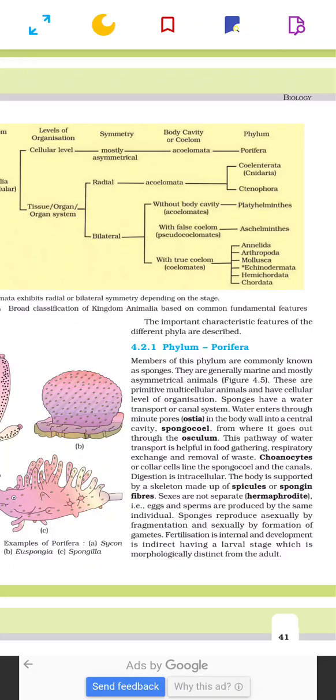Sexes are not separate; sponges are hermaphrodite, that is, eggs and sperms are produced by the same individual. Sponges reproduce asexually by fragmentation and sexually by the formation of gametes. Fertilization is internal and development is indirect, having a larval stage which is morphologically distinct from the adult.